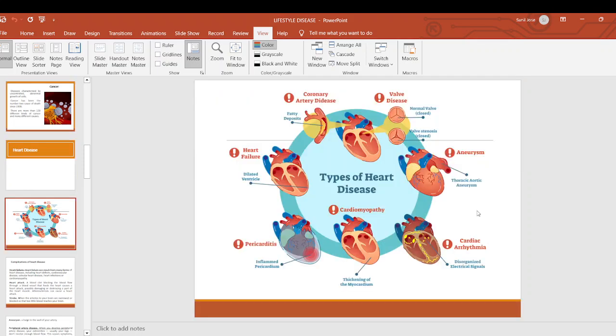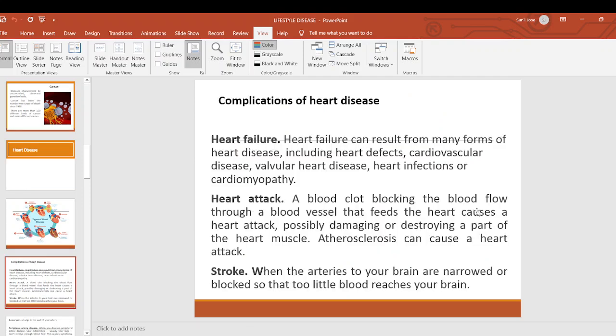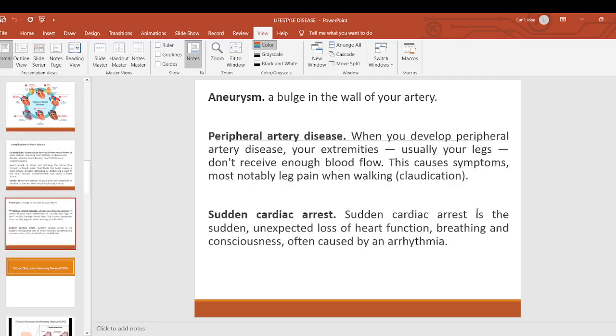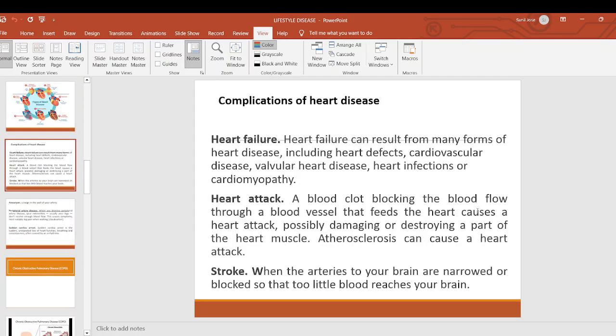Then we go to the next type of problem, that is heart diseases. Different types of heart diseases are there. Here you can find some of the most common types of heart disease. One is heart failure. In heart failure, the heart is not working. If the heart stops working, that is known as heart failure.